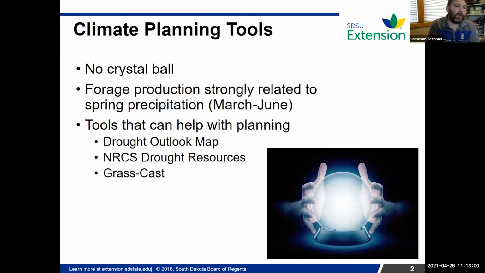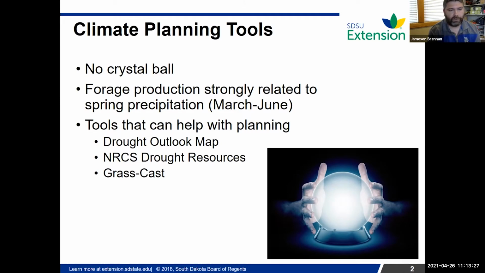And so for climate planning tools, there's really no crystal ball. We know here in South Dakota that we have a lot of variability from year to year in our growing conditions. And so you could have an extremely wet year one year and a very dry year the next. Additionally, within a year, you could have a lot of spatial variability on the landscape. So you might be getting precipitation, but maybe your neighbor 3 miles to the north is just missing storms and is in a local drought.